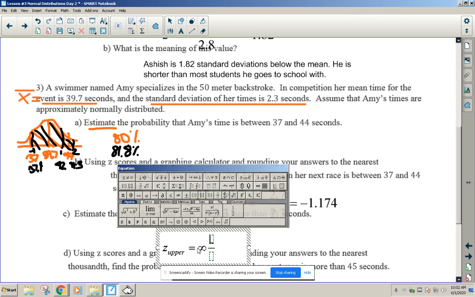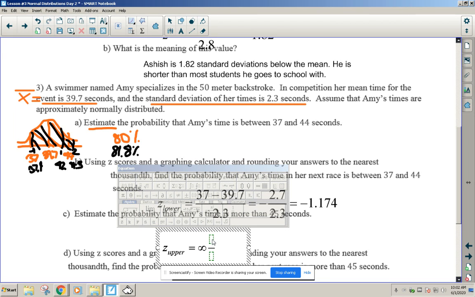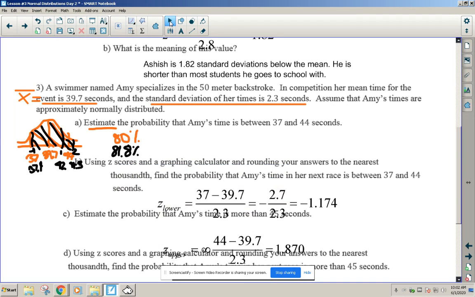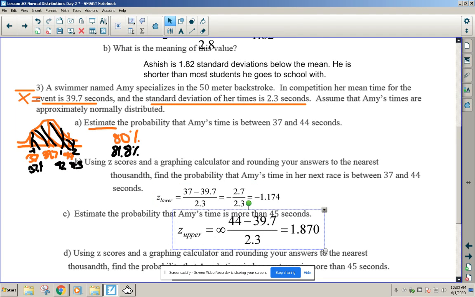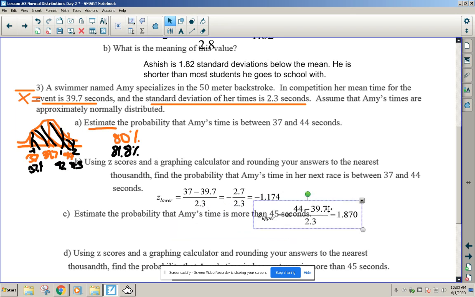Forget that little thing that I clicked on accident, because if I go back, I'm just going to lose all of it. So 44 minus 39.7, the mean, over 2.3. If you type this in, you get 4.3 over 2.3, and that equals 1.870. So here are my z-scores now. I have this lower z-score, which is negative 1.174. I have this upper z-score, which is 1.870.